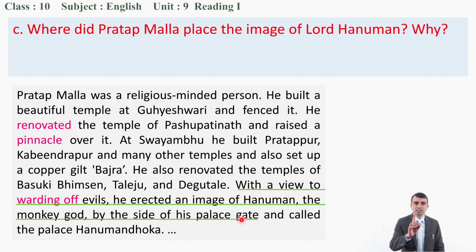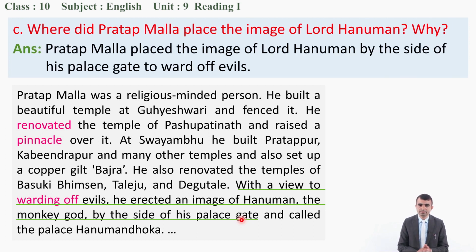So, where did he place the image of Lord Hanuman? By the side of his palace gate. Why? With a view to warding off evils, or to ward off evils, you can say. So, the answer can be, Pratap Malla placed the image of Lord Hanuman by the side of his palace gate to ward off evils, in order to ward off evils, or with a view to warding off evils, whatever you say.